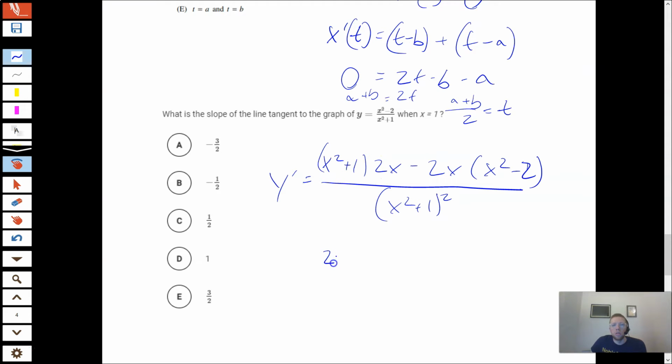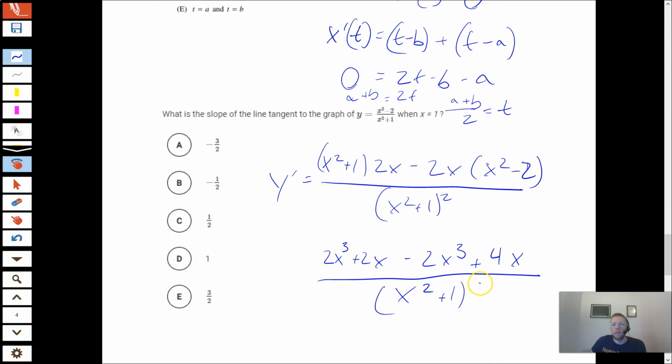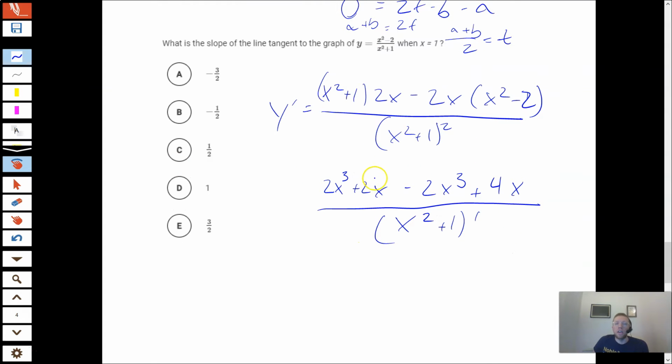So 2x to the third plus 2x minus 2x to the third plus 4x on top. And then the bottom I'm just going to leave alone because I'm just plugging 1 into it. Expanding it's not going to help me that much. And then I could actually just plug in 1 to what I got up here, but I think it's actually easier to do a little bit of simplifying first before we plug anything in. So these guys cancel out. I get 6x over x squared plus 1 squared, y prime.